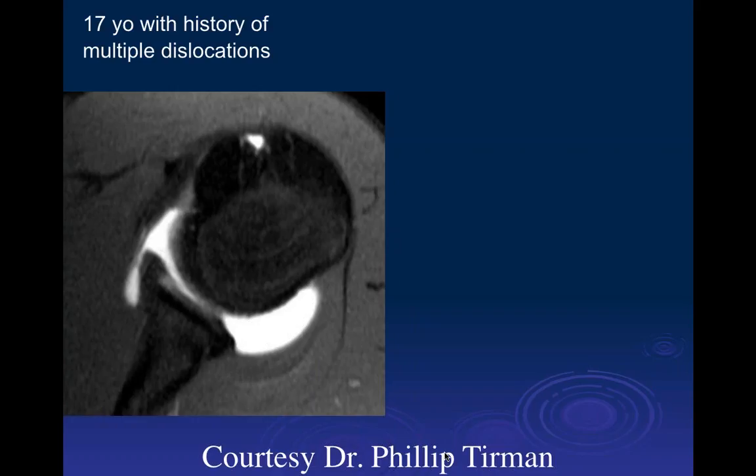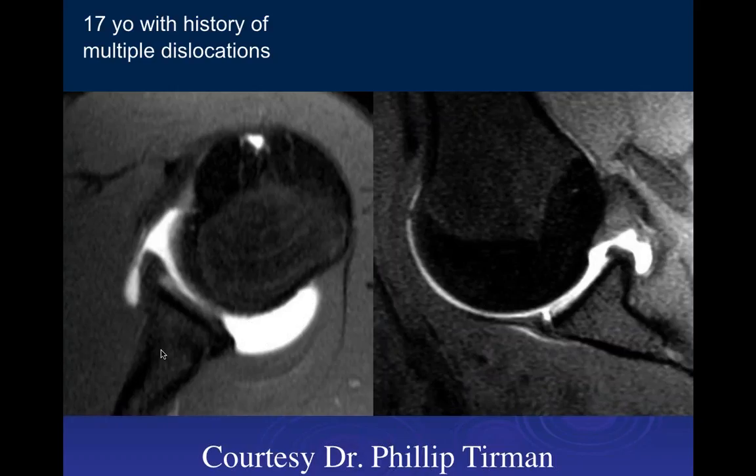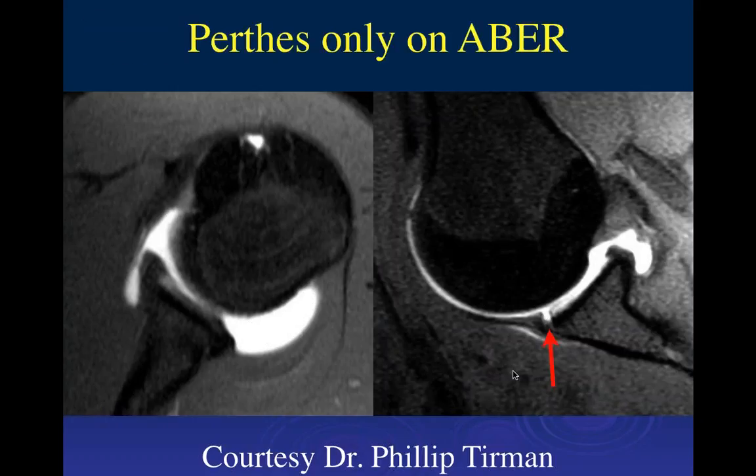So this is a 17-year-old with history of multiple dislocations. This is an arthrogram, I presume. There's contrast there. We are looking at the anterior labrum, which looks thickened, and there's blunting of the posterior labrum for sure. Maybe that's why the anterior looks thickened, because the posterior is gone. And then the ABER view shows a little bit of fluid getting between the anterior labrum and the glenoid, so that looks like a tear.